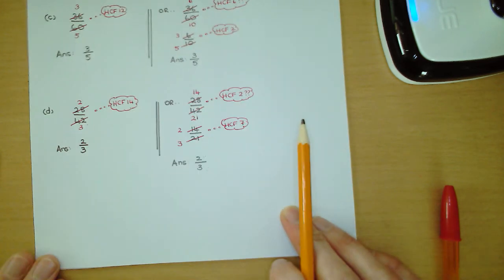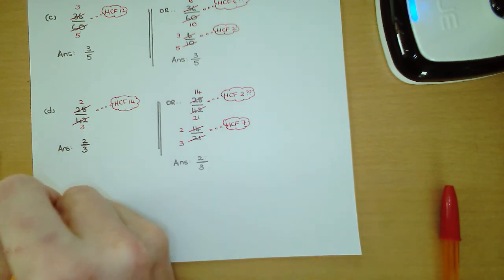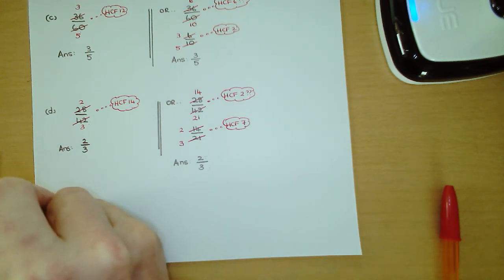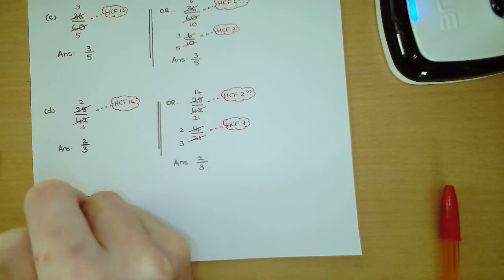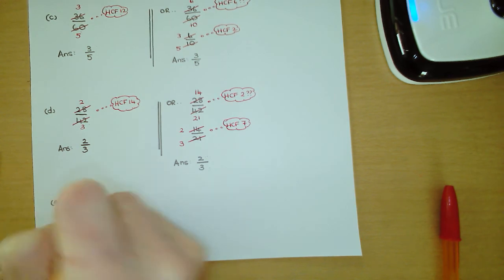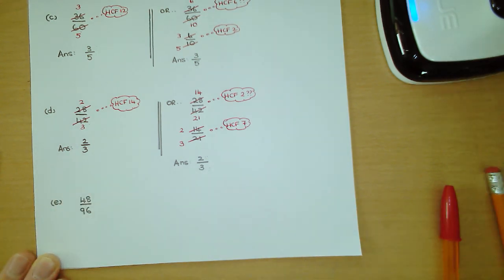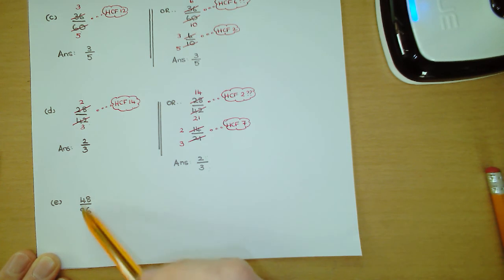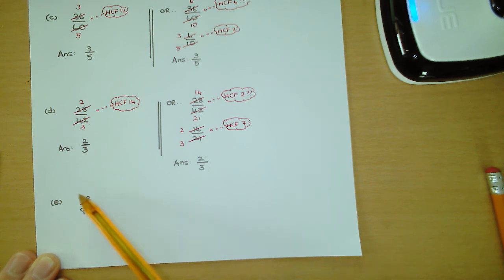Okay, part E. So we've got 48 over 96 and we want to fully cancel. So we're looking for the largest number that goes into both. Well, again, it looks a bit daunting, but it's one of these ones you either spot or you don't. 96 is actually twice 48. 48 goes into 96 twice. So the largest number that goes into 48 and 96 is actually 48.